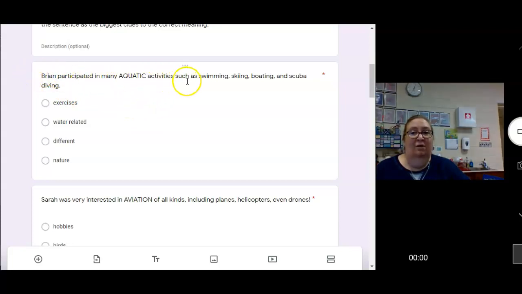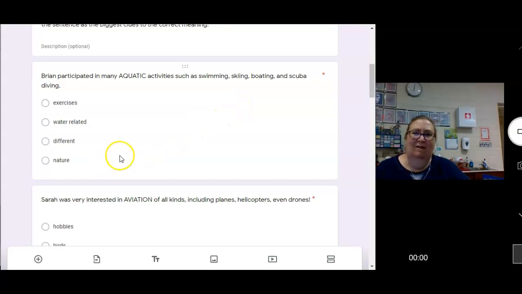Brian participated in many aquatic activities such as swimming, skiing, boating, and scuba diving. What do all these activities have in common? Are they all exercises? Well, swimming is an exercise, and skiing is an exercise, and scuba diving definitely takes some exercise. Boating, unless it's a rowboat, I'm not getting a lot of exercise. They're all water related. Well, they're all different, but I don't think aquatic means different. They're all nature activities. Boating is, I guess you could call it a nature activity.